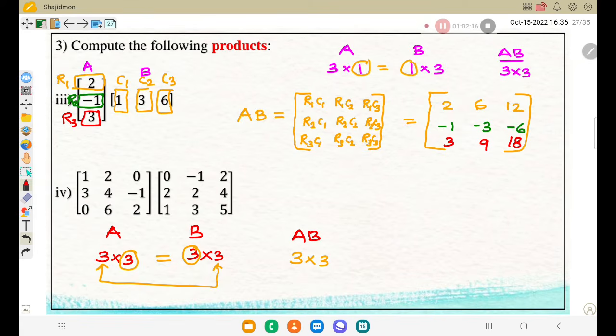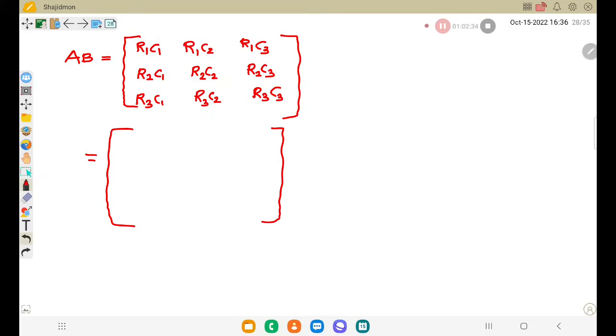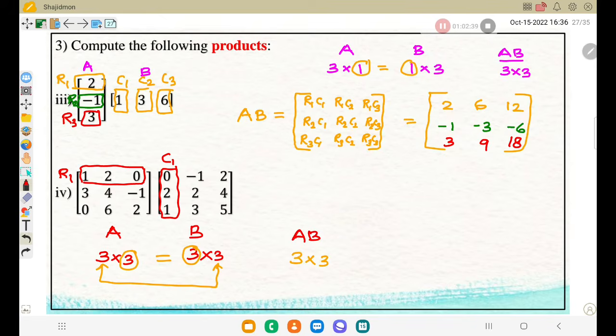First R1 C1: this is R1, the first row, multiply with column number 1, correct? So 1 multiply 0, that is 0, 2 multiply 2, 4, plus 0 multiply 1, that is 0, correct? So totally we will get 4. You can write the answer here, you can check by calculator. So 4. Now R1 with the second column, column number 2, correct? 1 multiply minus 1, that is minus 1, 2 multiply 2, that is 4, 0 multiply 3, that is 0. So minus 1 plus 4 means 3.